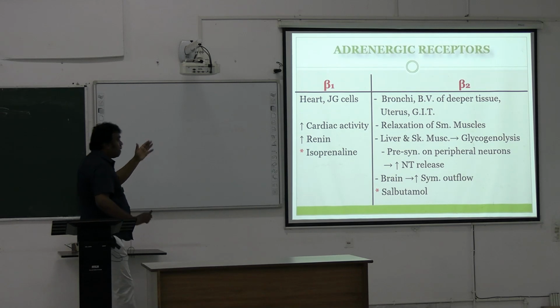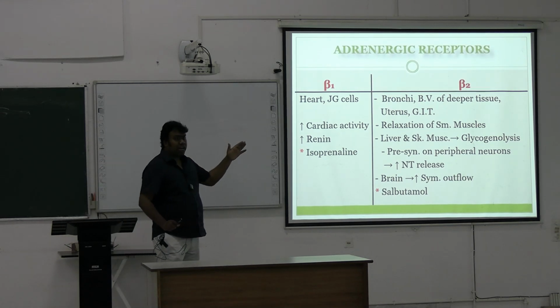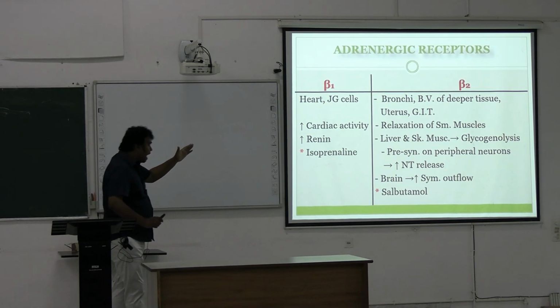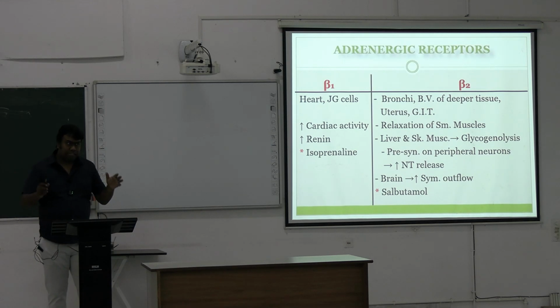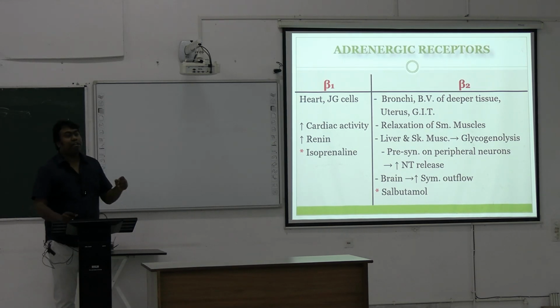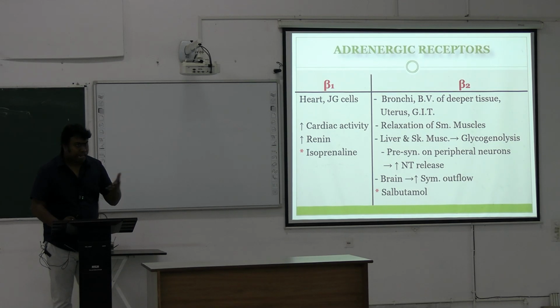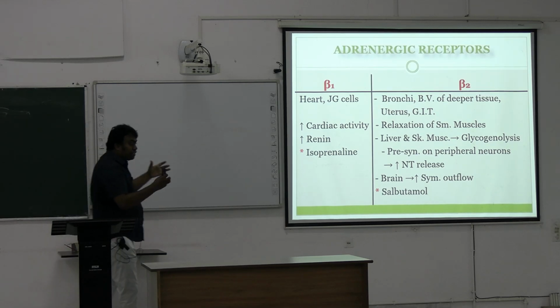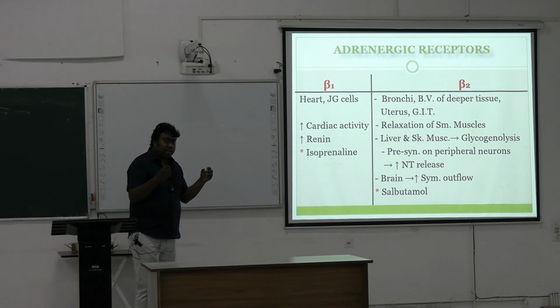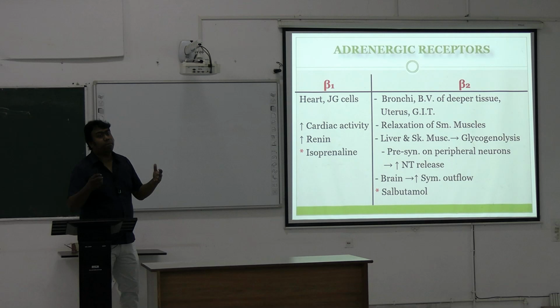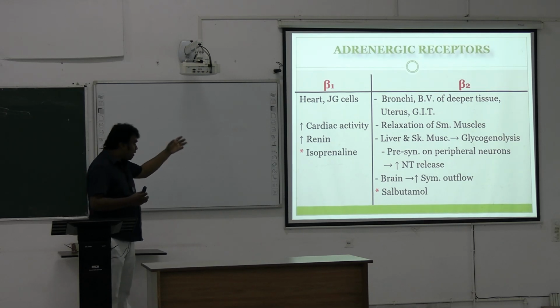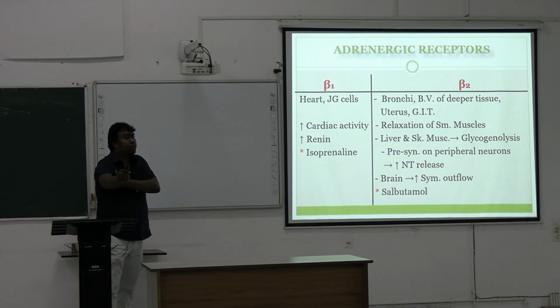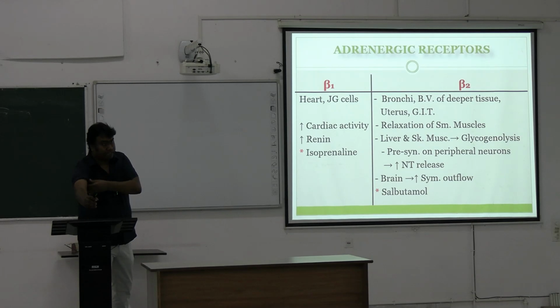So other than the bronchus and deeper tissue blood vessels, there are the GI tract and uterus, all these smooth muscles. If beta 2 is present and stimulated, what happens? There is no constriction, there is relaxation, there is dilatation. So relaxation of smooth muscle of the tracheobronchial tree, dilatation of smooth muscle in the blood vessels, and relaxation of the smooth muscle of the GIT and uterus.